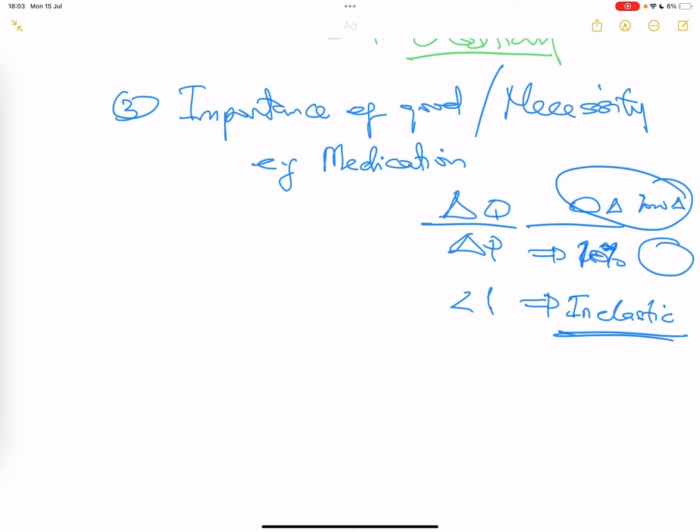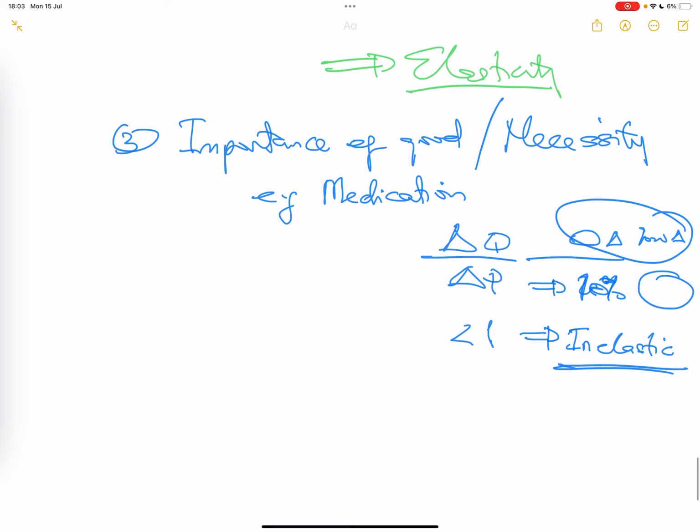Those are the factors I've covered there. I think in the next video I will speak on price elasticity of supply. So that's where I will end it for price elasticity of demand.